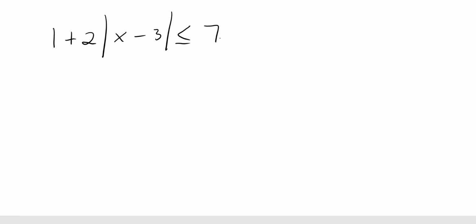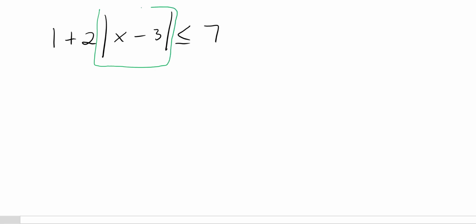So if I said 1 plus 2 absolute value of x minus 3, close absolute value, is less than or equal to 7. Okay, so right now a lot of you guys are looking at this less than or equal to, and you're saying, oh, it's less than or equal to, so it must be a between problem. Actually it is a between problem, but you have to first isolate. Once you isolate this absolute value, then you can determine whether it's a less than or greater than, because you may have to divide by a negative and then flip it. Okay, then it changes it.